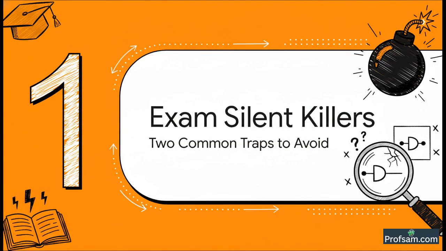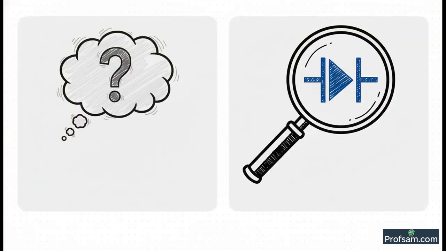Okay, now for a very important section. Let's talk about some common mistakes, some traps that can make you lose marks in your exams. I call them silent killers because they seem simple, but they can be tricky. But don't worry, once you know them, you can easily avoid them. So what we're going to do is bust two very common myths about diodes. We'll compare the myth with the reality. Getting this right is absolutely crucial for scoring full marks on any question about diodes.